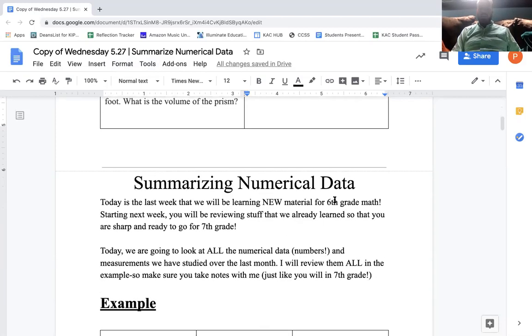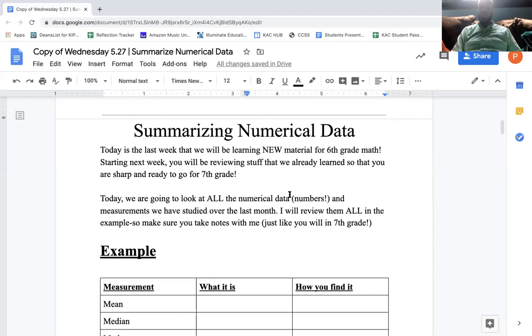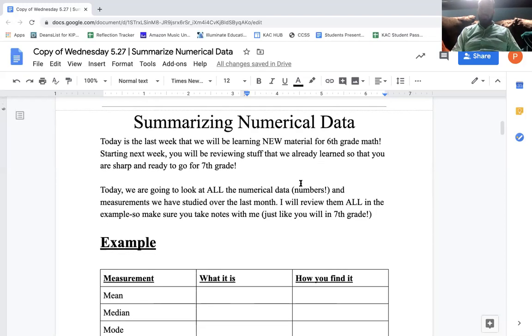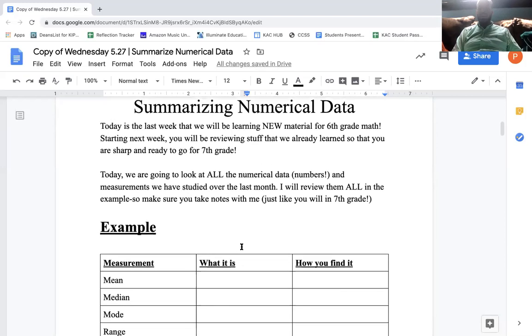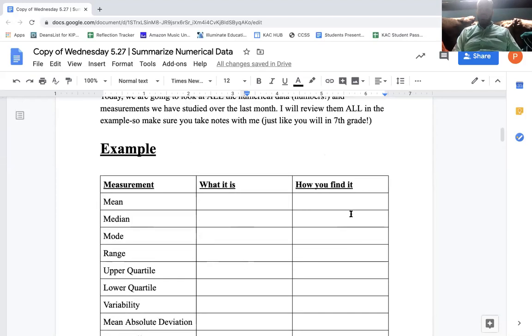All right. Summarizing numerical data. Today is the last week that we'll be learning new material for sixth grade math. Starting next week, you're going to be reviewing stuff that we already learned so that you're sharp and ready to go for seventh grade. Today, we're going to look at all the numerical data, numbers, and measurements that we studied over the last month. I'll review all of them in the example, so just make sure you take notes with me. In seventh grade, you're going to be expected to take notes on your own. We're going to do that here as well because we're getting you ready for seventh grade. Right now, this box is blank. As you watch the video with me, you'll fill it out.